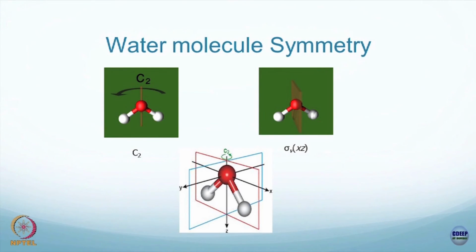So, this is what I am calling. x and y are conventions, whichever you want to follow, but this plane of symmetry is what we call a sigma v plane. Okay. So, now can you write the group elements here for a water molecule? What all group elements will be there?